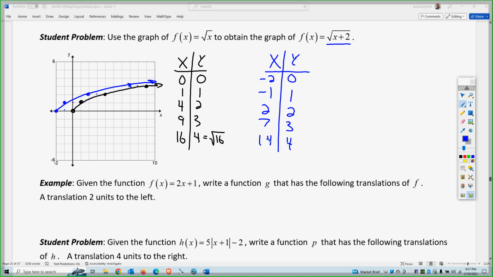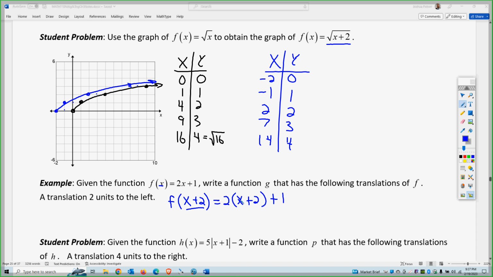Okay, so write a function g that has the following transformation. Translate 2 units to the left, 2 units to the left. So if I do that, f of x plus 2 will actually move me to the left, right? So I need to replace my x with x plus 2. So I'm going to do 2 times parentheses x plus 2, plus 1, because I'm replacing x with x plus 2. And x plus 2 will move me to the left. So I'm going to put x plus 2 on the inside.